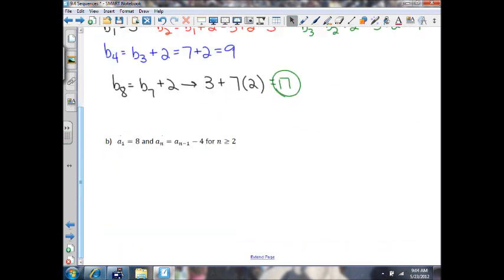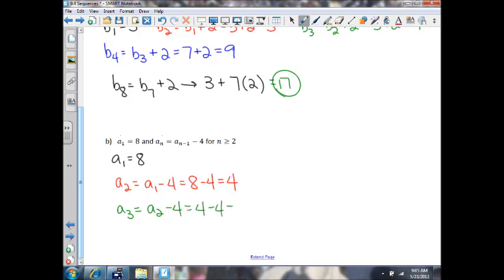Now if you look at part b, our first term is 8. Our second term will be a sub 1 minus 4, or 8 minus 4, which is 4. Our third term will be a sub 2 minus 4, so it'll be 4 minus 4, or 0. Our fourth term will be a sub 3 minus 4, or 0 minus 4, or negative 4. So what we're doing each time is subtracting 4. So to find the 8th term, that will be my original term plus 7 times negative 4.